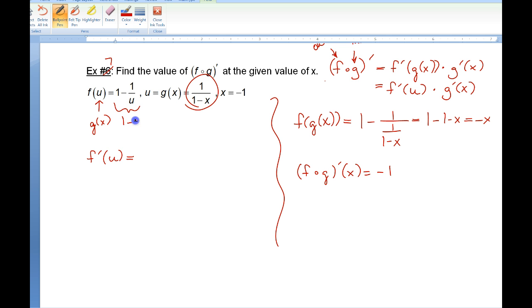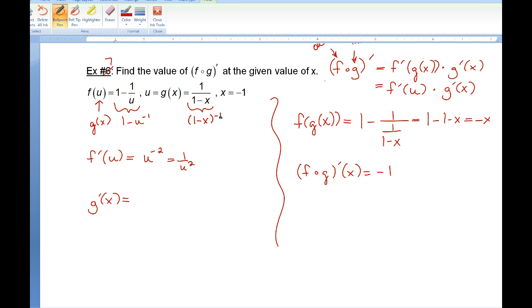I'm going to rewrite this as 1 minus u to the negative 1. So when I do the derivative, I get 0, and then bring the negative 1 to the front, so that becomes u to the negative 2, or 1 over u squared. And then g prime of x, well, take a look at g prime. Miss Lisa, how did we get the f prime of u to be u to the negative 2? Because if you think of 1 over u as u to the negative 1, apply the power rule, so the 1 goes away.